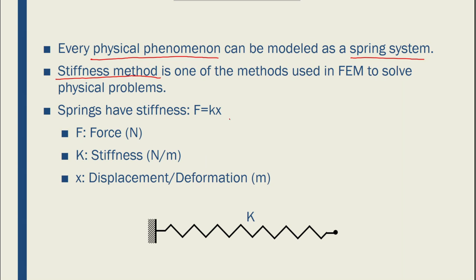But before we jump into the stiffness method, let's refresh our memories of what a spring is. A spring has a stiffness K, and the relationship between the force and displacement is given by this equation. If you have a spring sitting at an equilibrium position, and a force is applied to it, and because of this force F we have a displacement of delta x or x along its length, we will have this equation. Force, which could be in newtons, is related to displacement or deformation, which could be in meters, by the stiffness of the spring in units of newtons per meter.